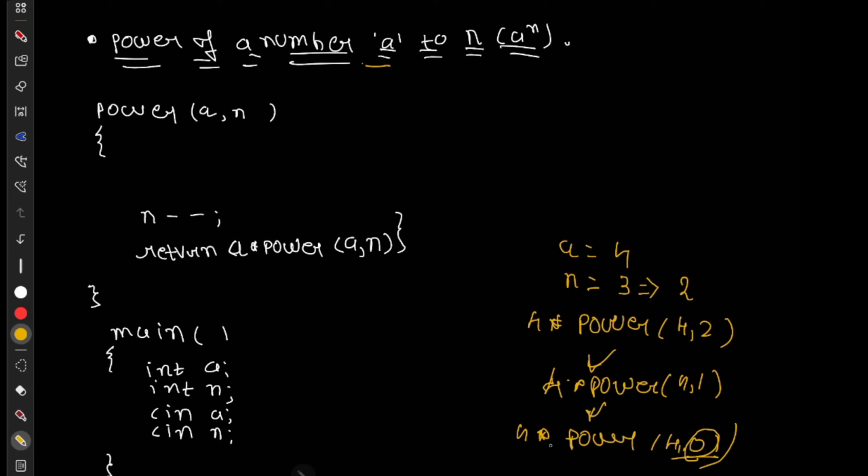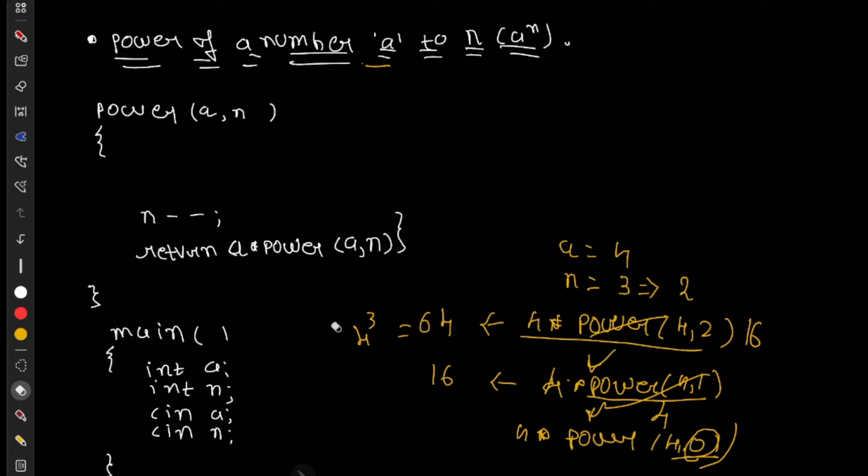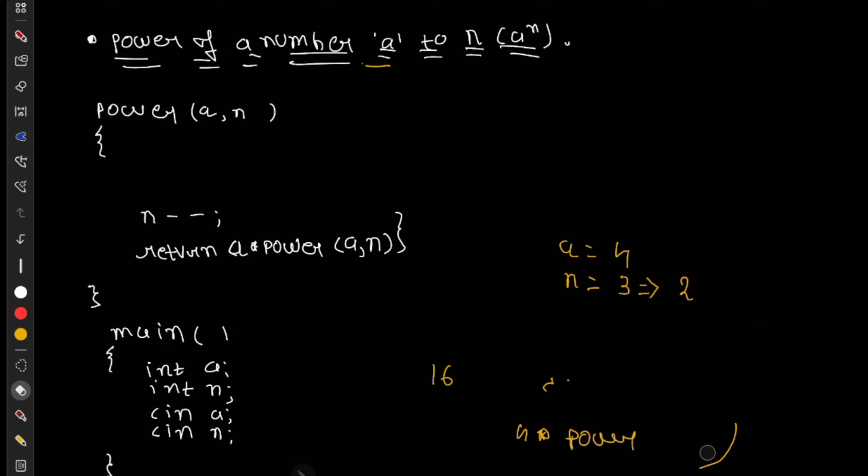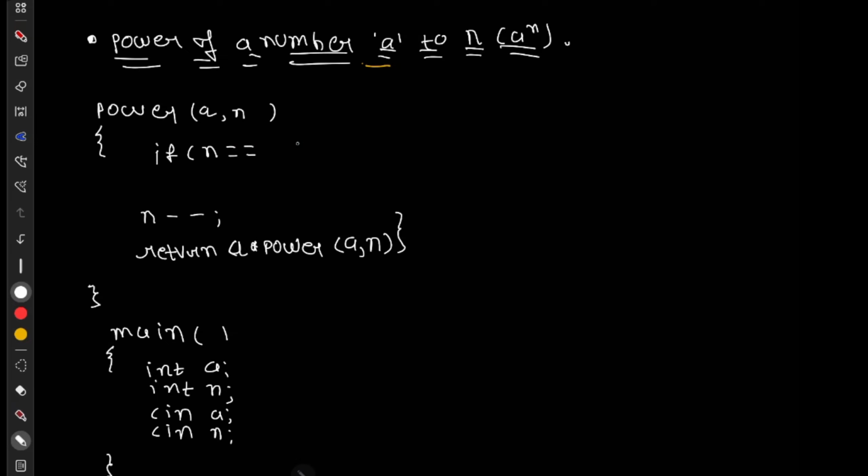The value of this power function 4 comma 1 is 4. So ultimately the value of this part becomes 16. Likewise, the value of power of 4 comma 2 is 16, and ultimately it becomes 64, which is 4 cubed, our answer. But here we should add the base condition: when the value of n becomes 0 we must stop the recursion. So I add here: if n is equal to 0, return.